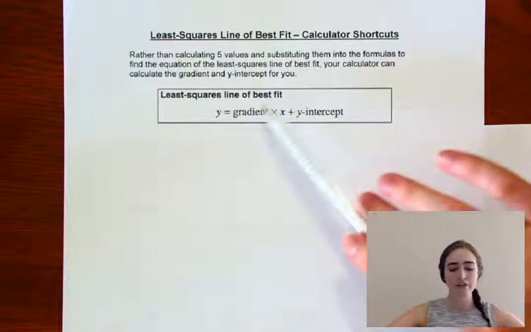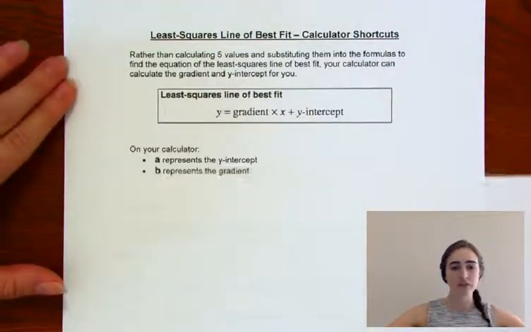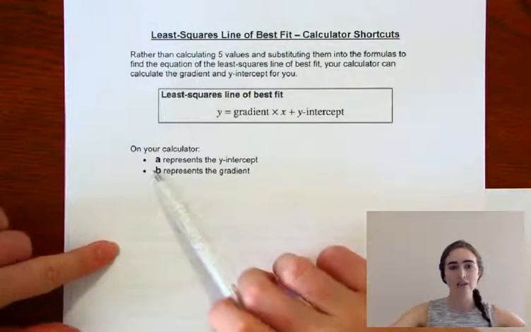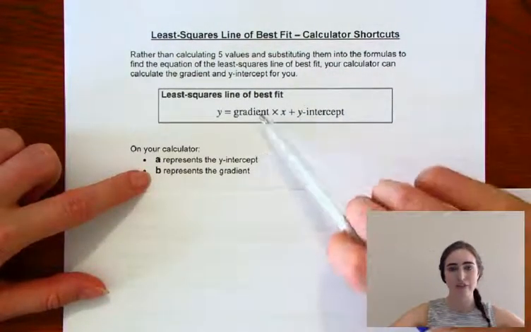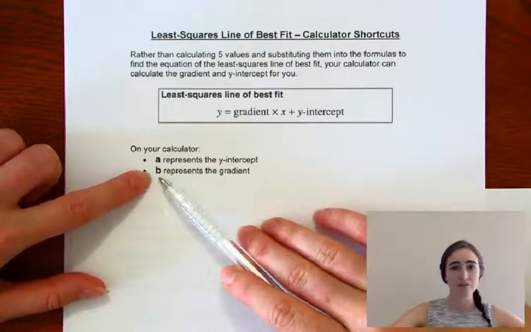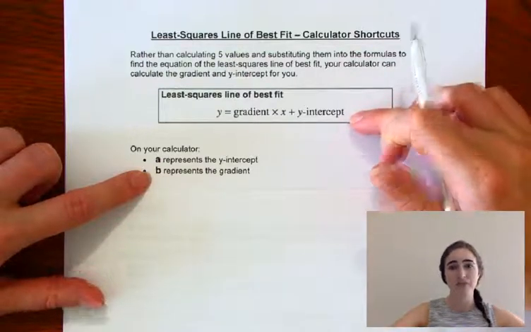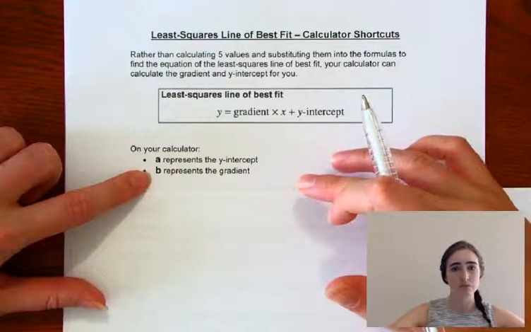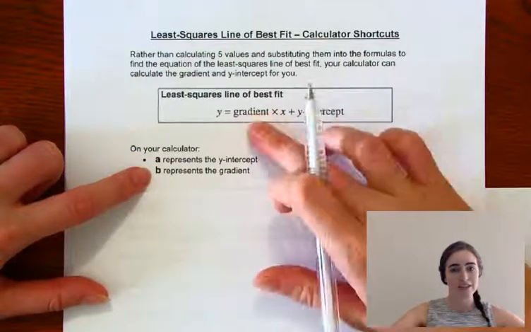We're still going to have to figure out the gradient and the y-intercept. But on your calculator, you've got 2 buttons. One has the letter A on it, and it represents the y-intercept, and one has the letter B, and it represents the gradient. Just be really careful. We've used B before in our general form of an equation to represent the y-intercept, so make sure that you don't get confused with the 2 of these things. Okay, so A is the y-intercept and B is the gradient.